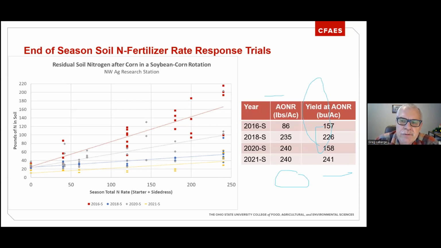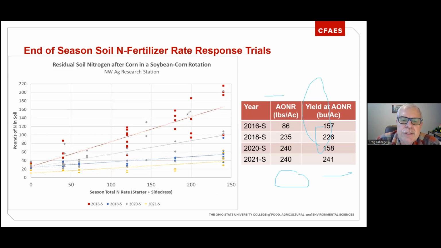235 was our agronomically optimal nitrogen rate that maximizes yield, and our yield at that particular nitrogen rate was 226. If we look in this range as far as how much residual nitrogen we had for our 2018 season, we're working with this blue line here, and what we're seeing is residual nitrogen in the soil of about 50 pounds at that MRTN rate.